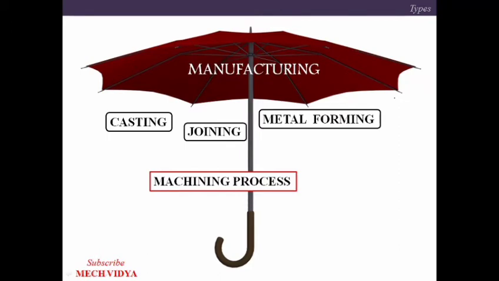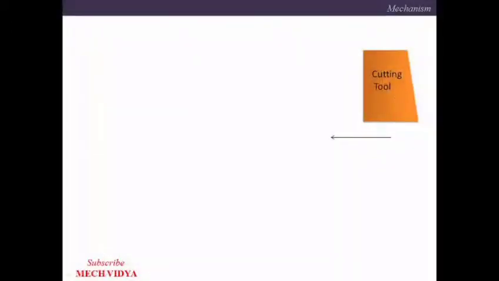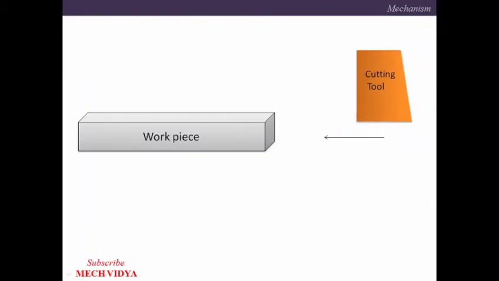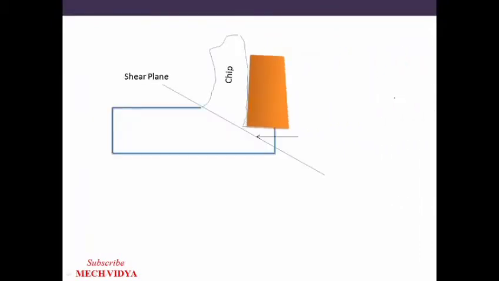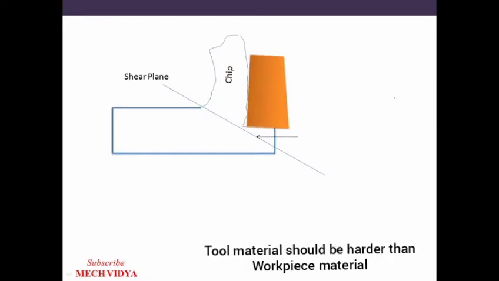Now, machining is an art. It is an art of shaping metal parts by the removal of material. Excess amount of material will be removed with the help of a cutting tool in the form of chips.